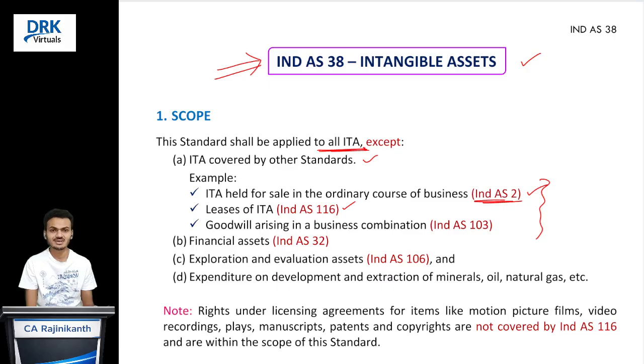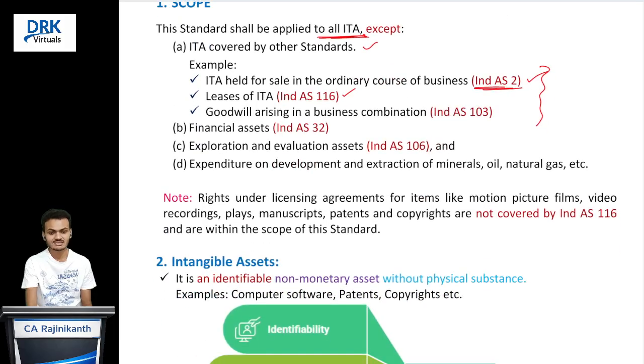Other intangible assets that are covered by other standards are also scoped out of this standard. Clear? And financial assets, as we know, there are big standards to deal with financial assets. They are also scoped out of this standard. And exploration and evaluation assets, expenditure on development and extraction of minerals, oil, natural gas, and other similar resources. These are also scoped out of this standard. But note that if any intangible asset is used for point C and point D, say for a mining business, that intangible asset is covered by Ind AS 38 only, not covered by these standards.